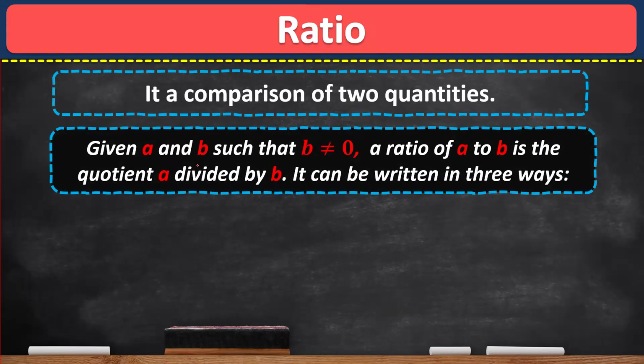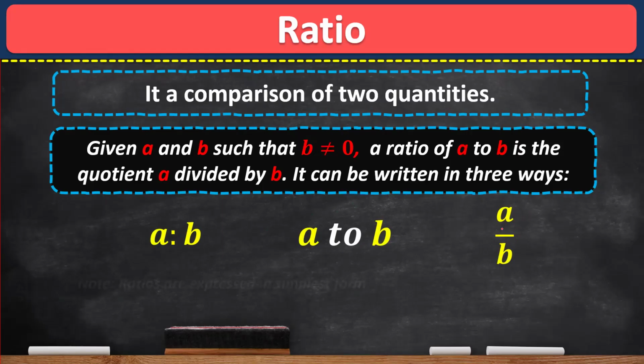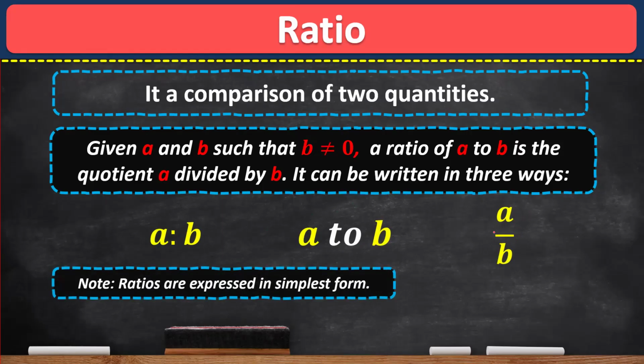So if we are given A and B such that B is not equal to 0, a ratio of A to B is the quotient A divided by B. And it can be written in three ways. So sa tatlong paraan natin pwedeng isulat yung mga ratio. First one is using a colon. So this is A to B, or simply writing the words A to B. And also we can express ratio as a fraction. So this is A over B. And take note that ratios are expressed in simplest form.